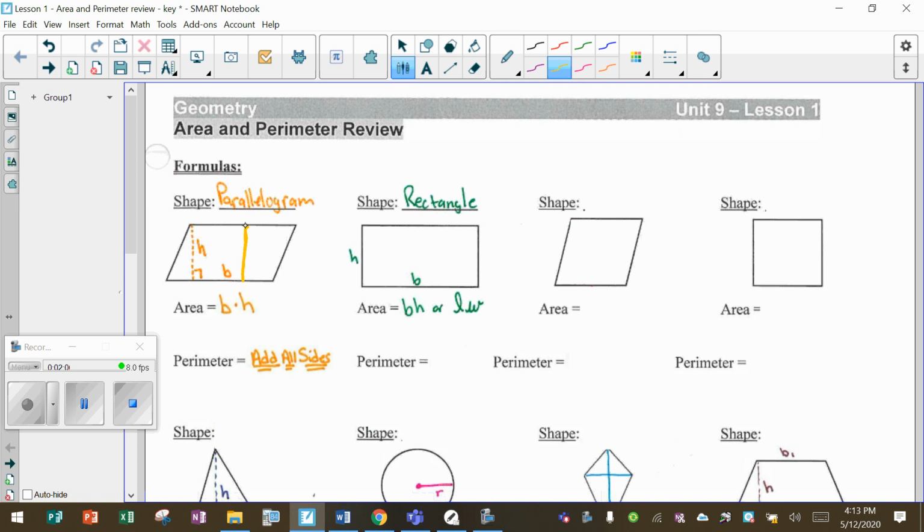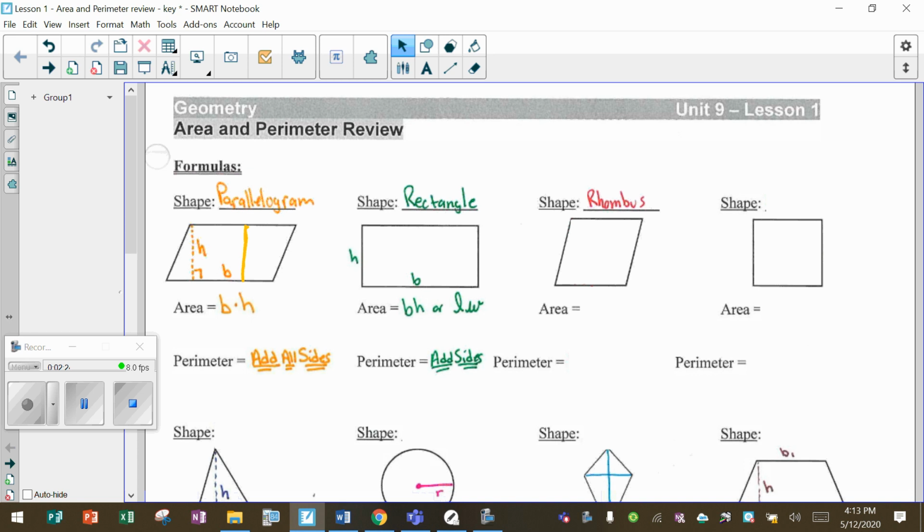All right, so both of these shapes, the parallelogram and a rectangle, are part of the parallelogram family. They both have the area formula of base times height, and they are both easy shapes to work with. Perimeter, add up all the sides.